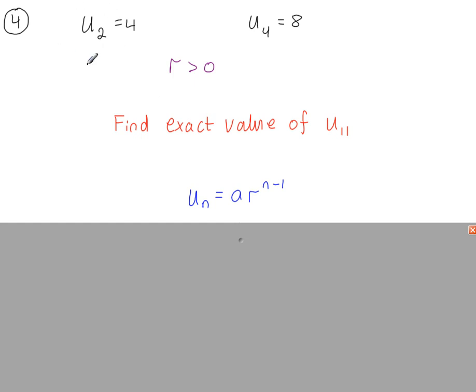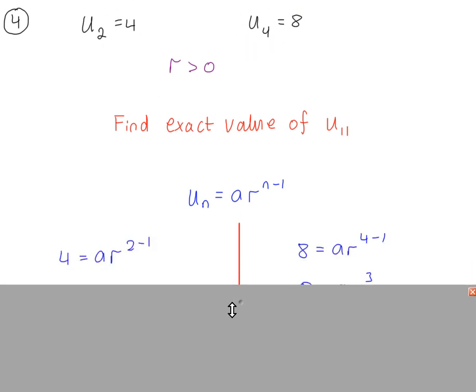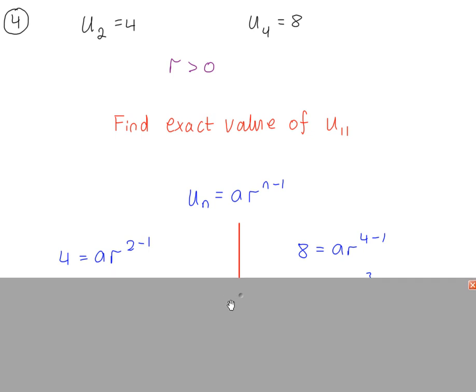Okay, substituting values in. So the 4 replaces the u_n like this. We don't know what a is, we don't know what r is, but n is 2, second term. N equals 2. Do something similar on this side. Simultaneous equations.